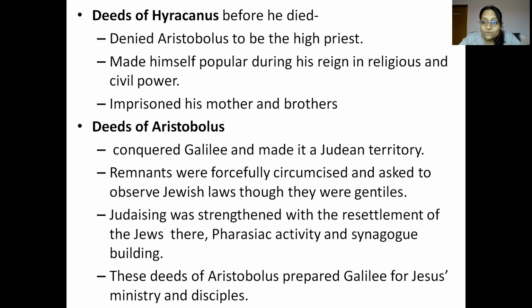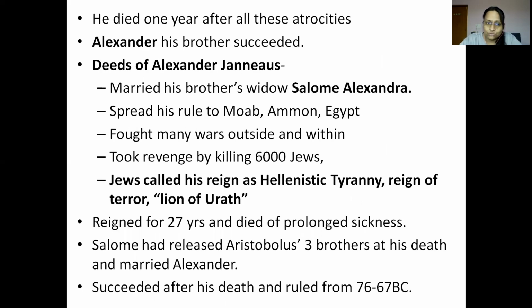Okay, so Galilee was prepared because he was converting everybody to be Jews. So these people were not originally Jews, but they were occupants. They were resettled over there. So they were forced to be Jews, and they were circumcised and made to follow the Jewish laws. So Galilee had become a place where there were Jews, but they were not Jews actually. So it just happened, and he forced them, and then it prepared the ground for Jesus's ministry in that place, and the disciples also. He died 1 year after all these atrocities that he did.